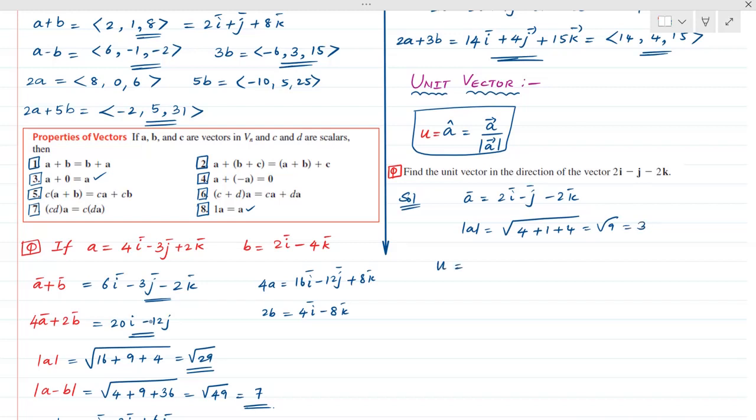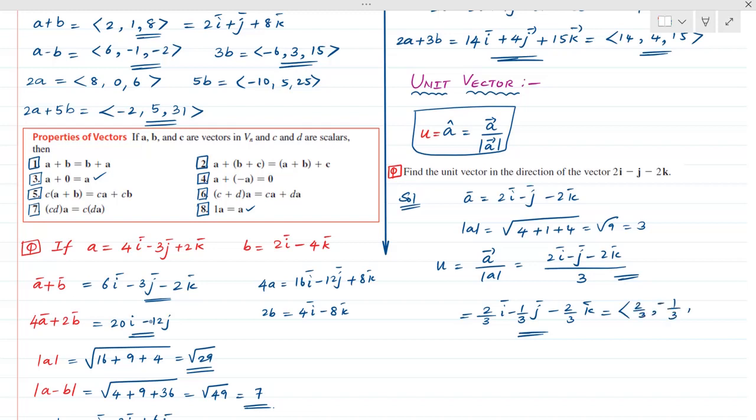So the unit vector is given by the vector a over magnitude a. So vector a, 2i minus j minus 2k, over 3. Or you can write this as 2 over 3 i minus 1 over 3 j minus 2 over 3 k. So all are right. This is also correct. Or in terms of the bracket, you can write it as 2 over 3, comma, minus 1 over 3, comma, minus 2 over 3. So all are the same answer, only the notation will be different. Thank you.